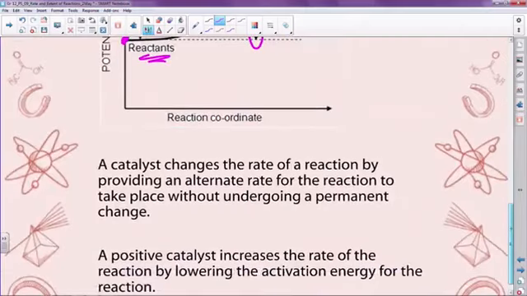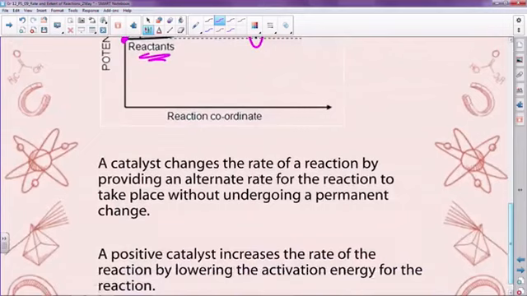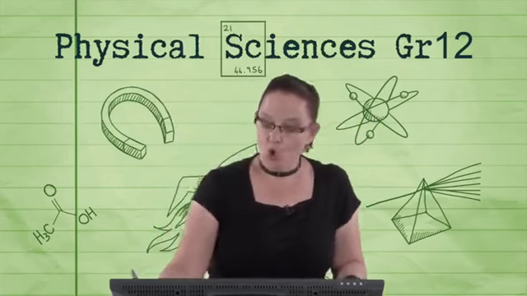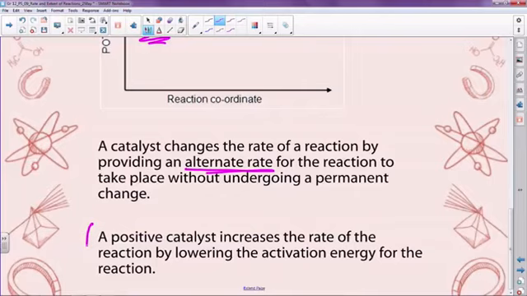Now, what a catalyst does is it changes the rate of reaction by providing an alternative route. And we're not going to look at exactly how it does it, but it provides energy. You can think of it this way. It provides energy into the system, which makes it easier. We use positive catalysts at school. Please be careful with these definitions.